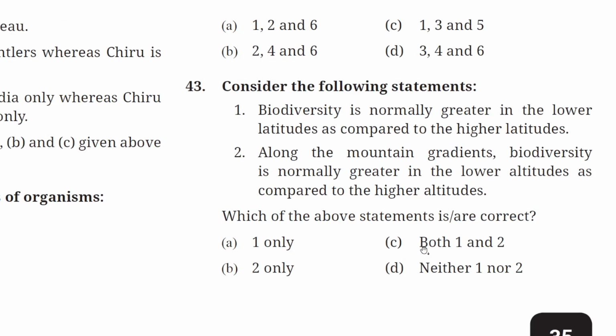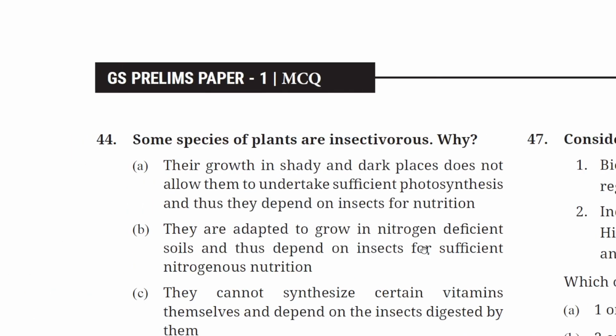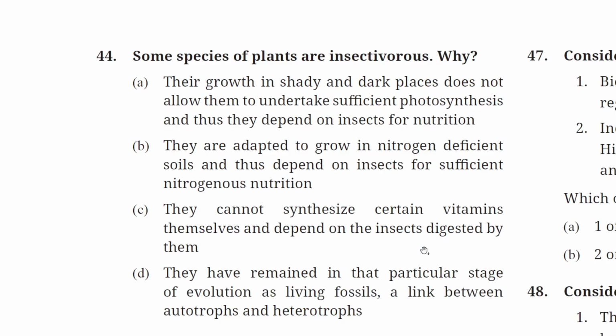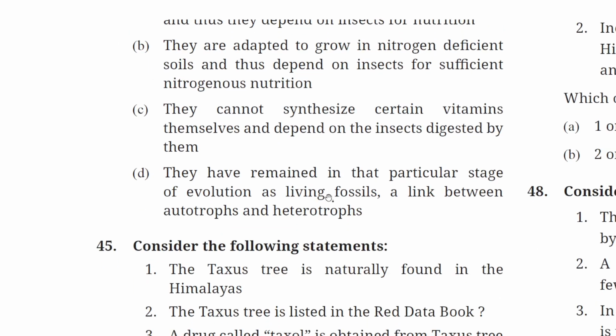Okay, moving forward. Some species of plants are insectivorous. Why? That is the question. Basically, on the insectivorous plant. You have to select the right option here. They are adapted to grow in nitrogen deficient soils and thus depend on insects for sufficient nitrogenous nutrition. So answer is B.